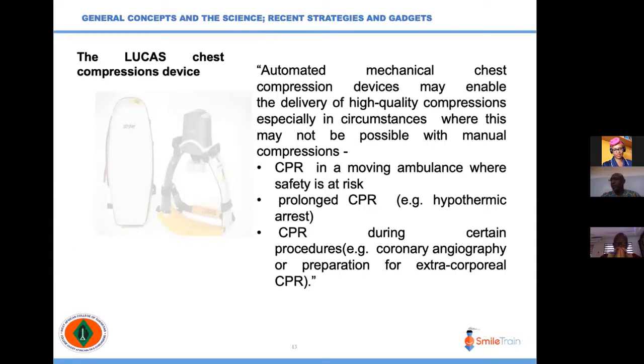difficult, like in a moving ambulance, or when compressions are prolonged, like in hypothermic patients, or CPR during certain procedures like coronary angiography, or preparing for ECMO. And it's mechanical, it's automated, so it eliminates the physical barrier of tiredness, and when people are tired, they don't compress as effectively.